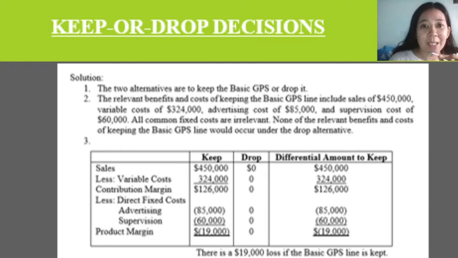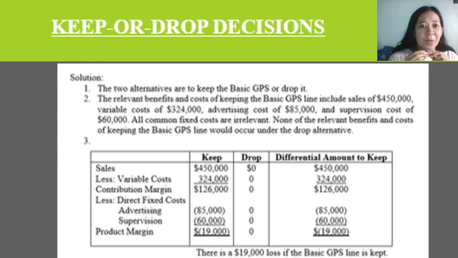So it includes, of course, its sales of $450,000, its variable cost of $324,000, the advertising cost of $85,000, and supervision cost of $60,000. All common fixed costs are irrelevant. None of the relevant benefits and costs of keeping the basic GPS line would occur under the drop alternative, because if we drop it, we will not incur those expenses anymore, and we will not have the sales at the same time. So that's why those are considered relevant, except for the common fixed costs.